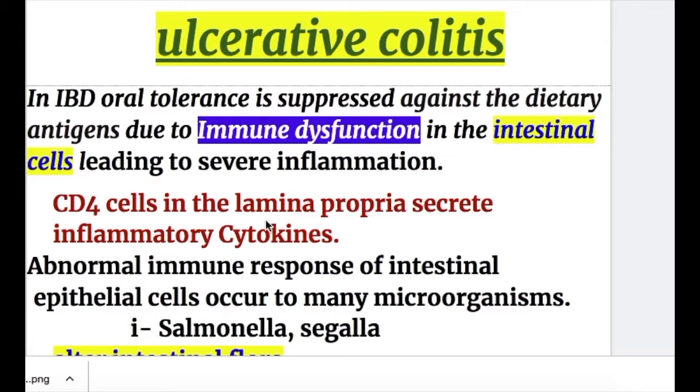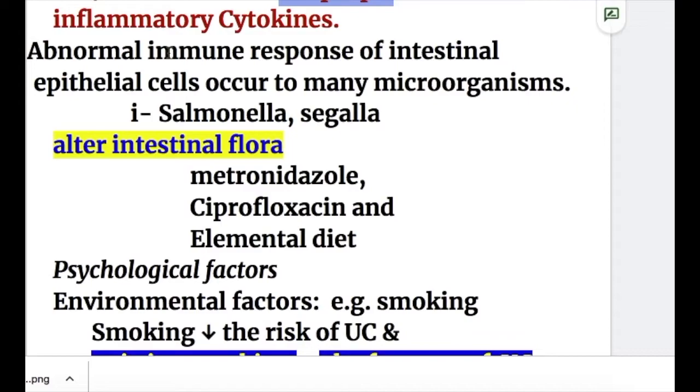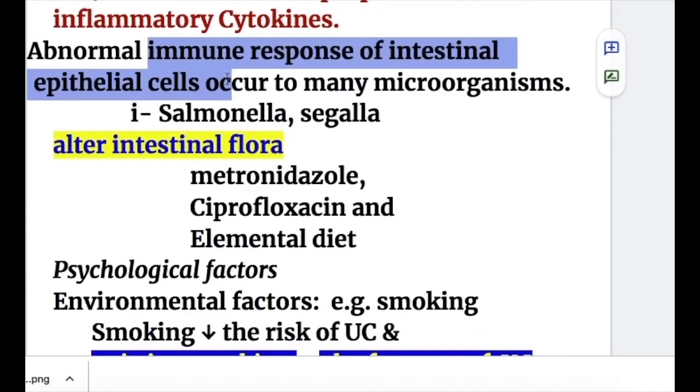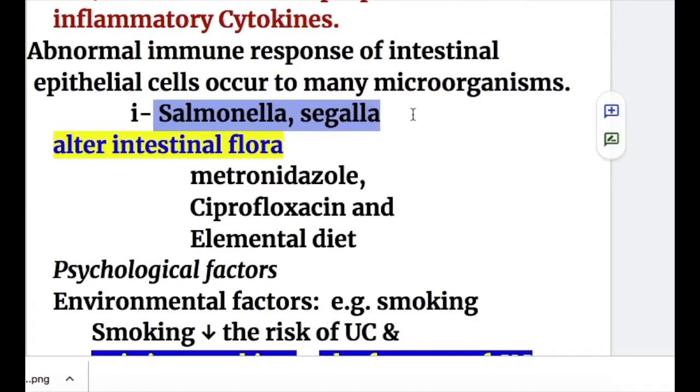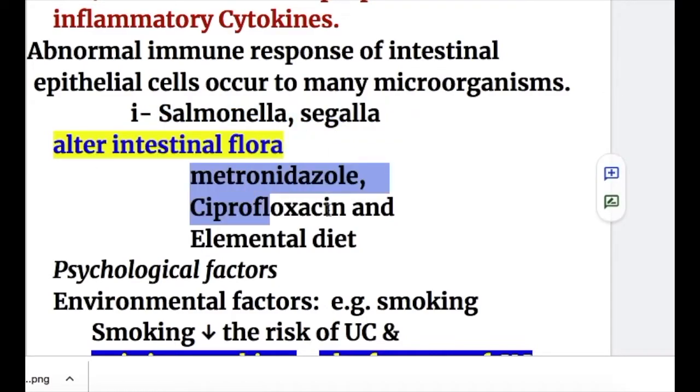I have discussed the pathogenesis of Crohn's disease in the other video, but briefly here, oral tolerance is suppressed against the dietary antigen due to immune dysfunction in the intestinal cell, leading to severe inflammation in ulcerative colitis and Crohn's disease. The CD4 cells in the lamina propria of the intestine secrete inflammatory cytokines. The abnormal immune response of the intestinal epithelial cells occurs due to many microorganisms like Salmonella, Shigella, and other bacteria, and the substances that alter the intestinal flora, metronidazole and ciprofloxacin, may also be responsible for it, and elemental diet.